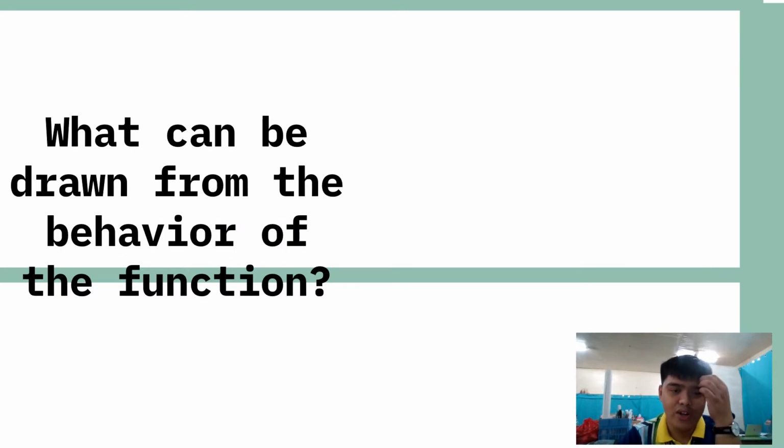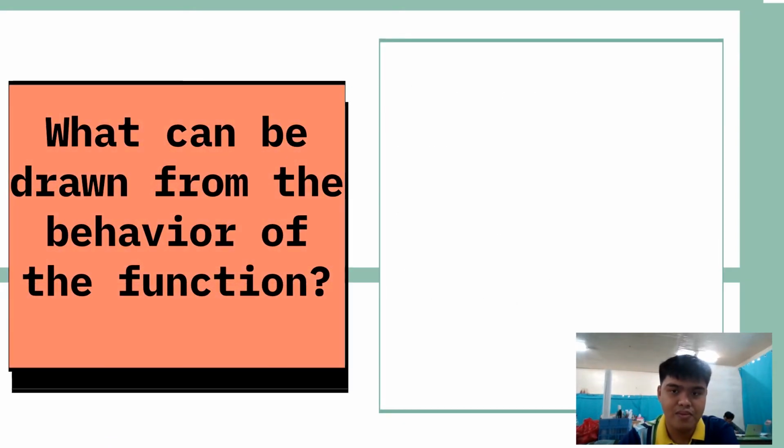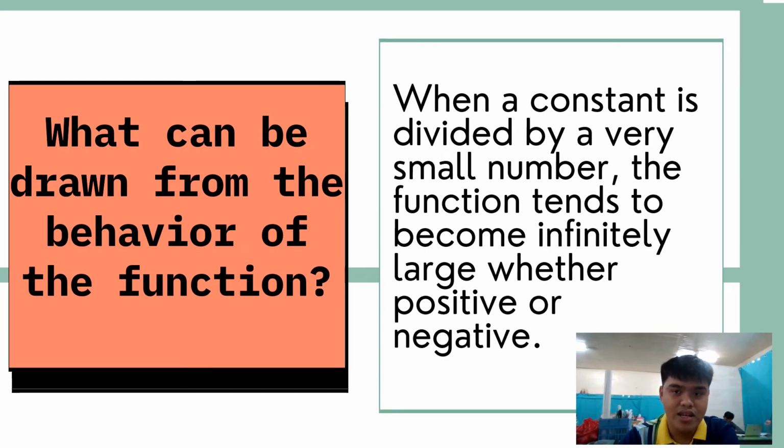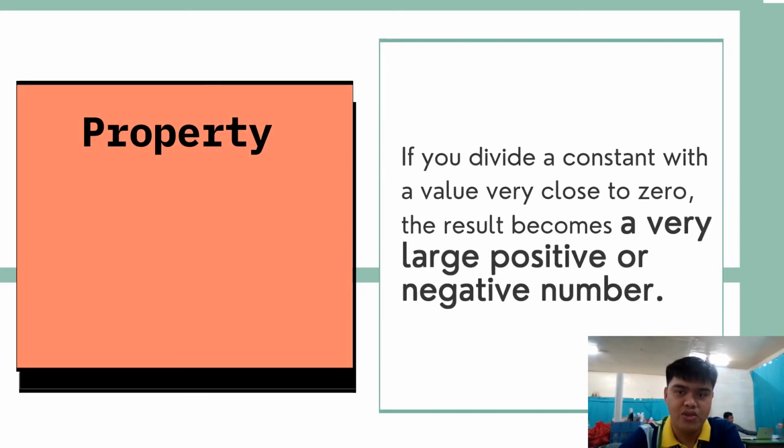So what can be drawn from the behavior of this function? When a constant is divided by a very small number, the function tends to become infinitely large, whether positive or negative. Either it will become a very large positive or a very small negative number. Now, from this observation, we can devise a property that when you divide a constant with a value very close to 0, or increasingly approaching 0, the result becomes a very large positive or very large negative number.